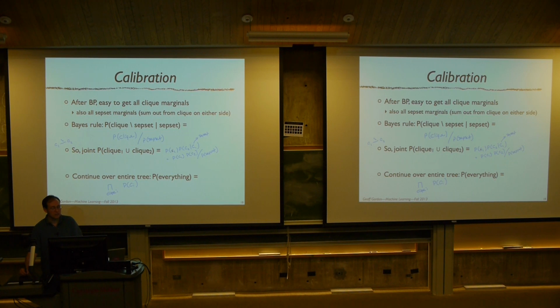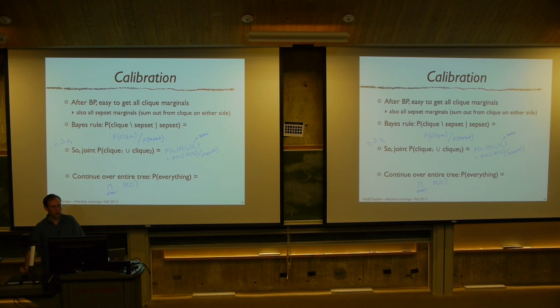So this is Bayes' rule, right? The joint probability of C1 and C2 together you can get by taking the product of the probability of C1 and the conditional probability of C2 given C1. So that's an expression for the joint probability of C1 and C2 together, which is the union.